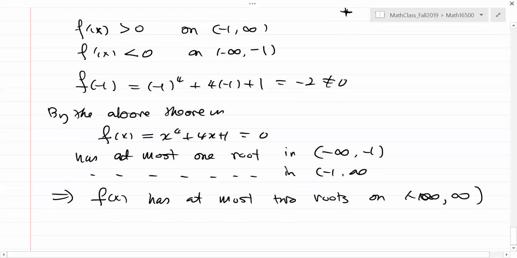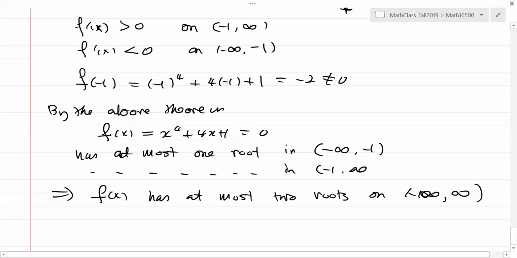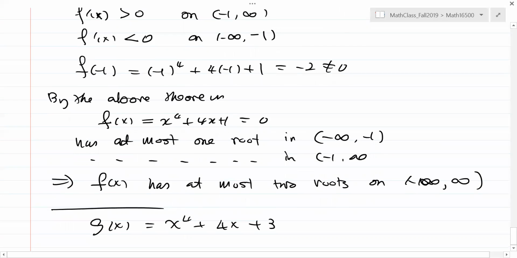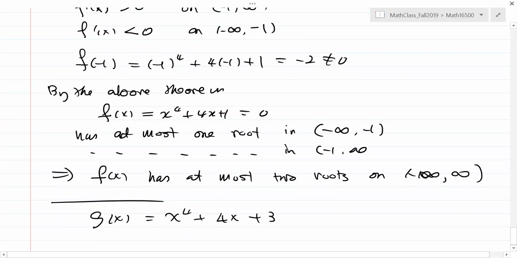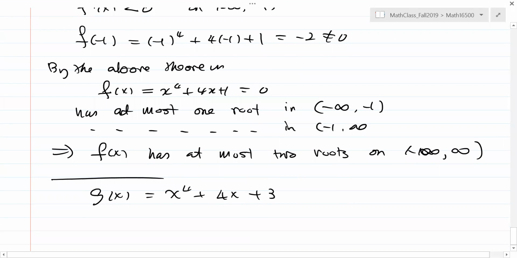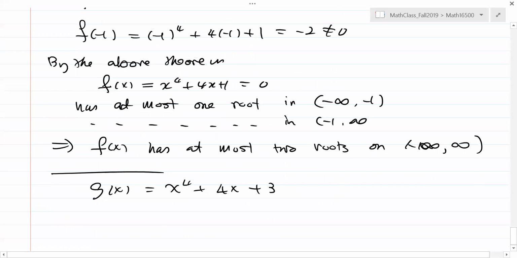For example, if I modify the problem like g of x equals x to the fourth plus 4x plus 3, okay? And this one is slightly different. The difference is I change 1 to positive 3, okay? Everything else is the same, okay?